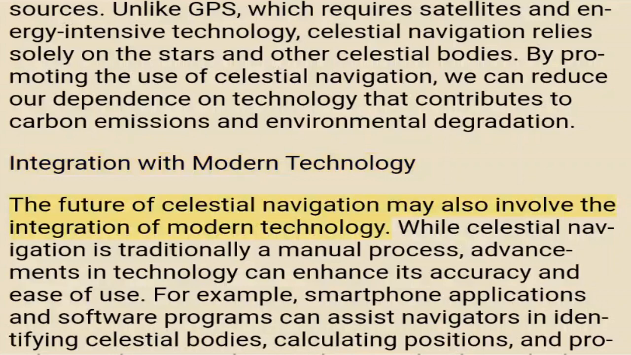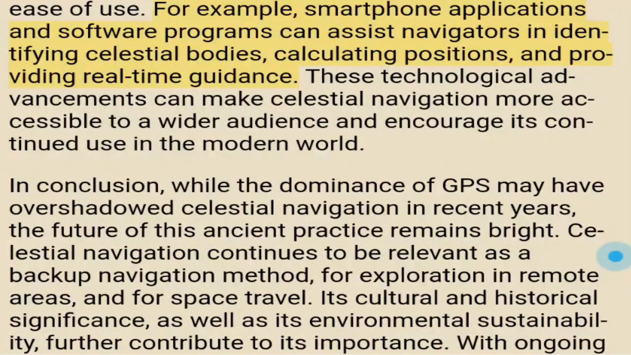Integration with modern technology. The future of celestial navigation may also involve the integration of modern technology. While celestial navigation is traditionally a manual process, advancements in technology can enhance its accuracy and ease of use. For example, smartphone applications and software programs can assist navigators in identifying celestial bodies, calculating positions, and providing real-time guidance. These technological advancements can make celestial navigation more accessible to a wider audience and encourage its continued use in the modern world.